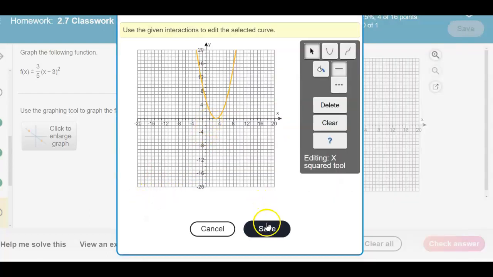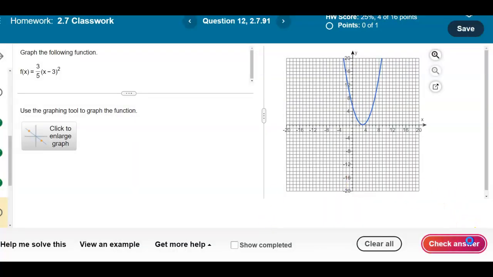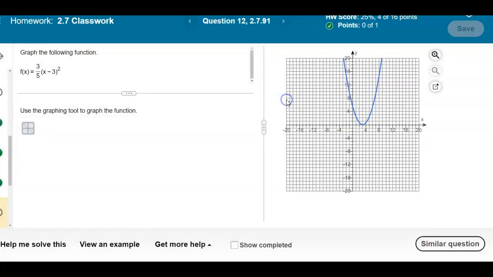So that's our graph. Let's click save. Let's check our answer. And there is our result.